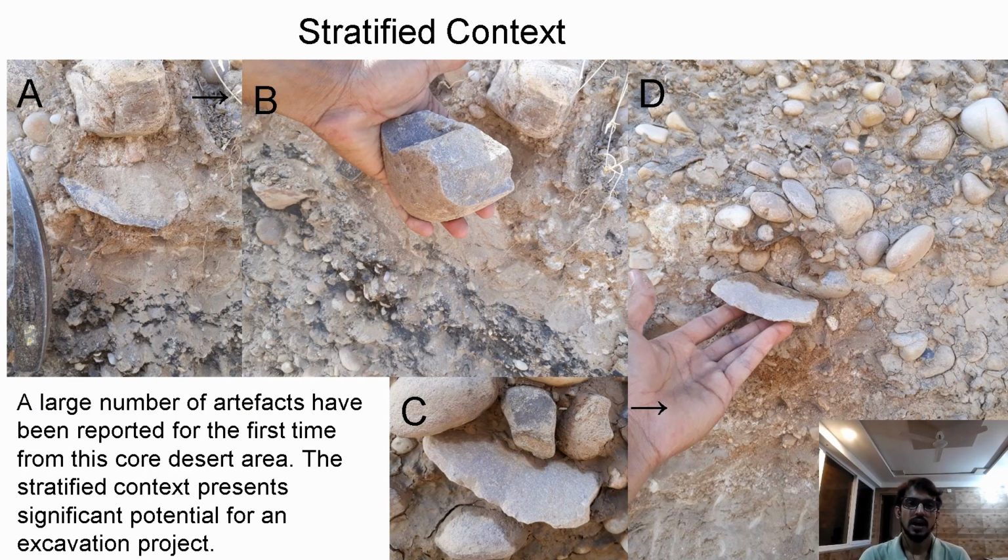Interestingly, earlier findings were very few in number. Always just a few artifacts randomly scattered on the surface, sometimes a few dozen, but it never happened in a stratified context and in large numbers. So this is the first time it is recorded in large numbers as well as in stratified context. Here you can see.